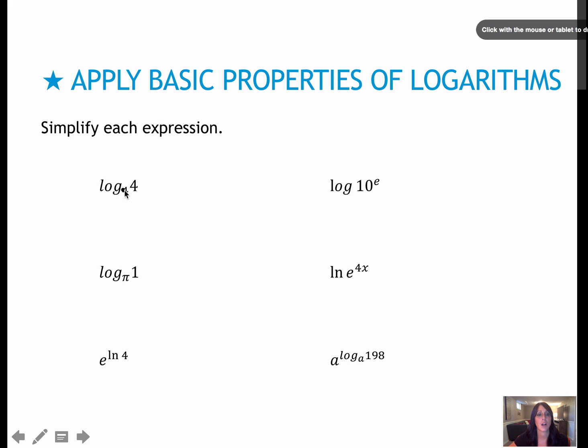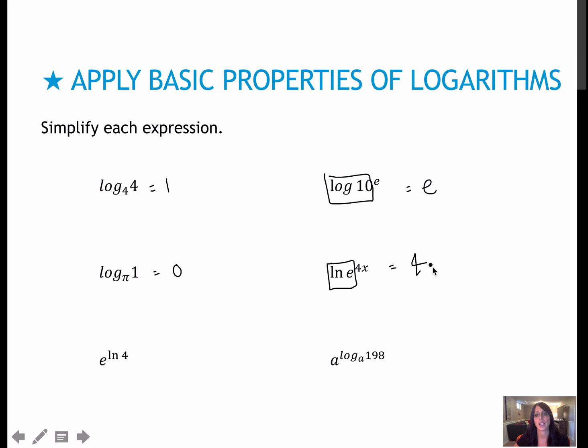Again, simplifying, log base 4 of 4 should be 1 because 4 to the first is 4. Log base 10 of 10, those things cancel, and I just get e. Pi to what power is 1? Anything to the 0 power is 1. Natural log and e, automatically you should think those are canceling, so that's 4x. e to the natural log is base e, so again those cancel and I just get 4. And then a, log base a, those things are inverses, they cancel each other out, so it's 198.